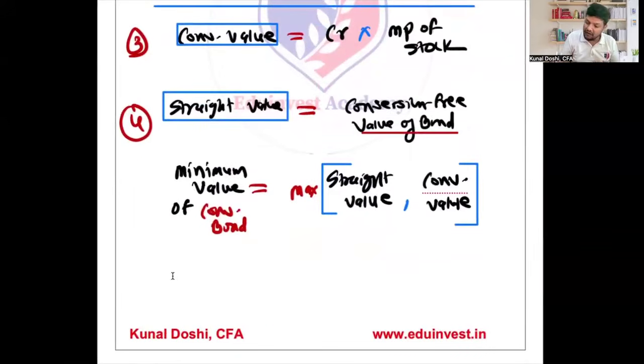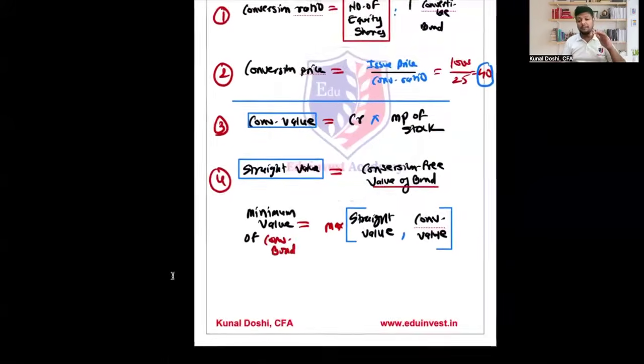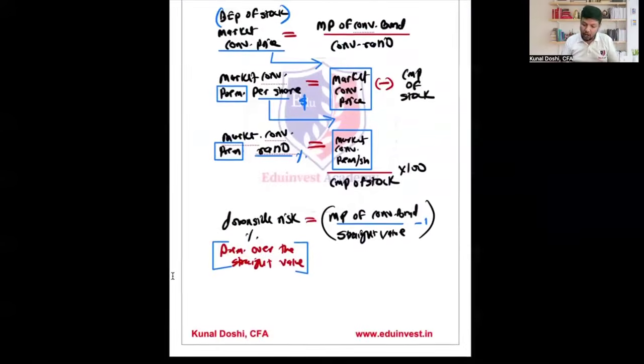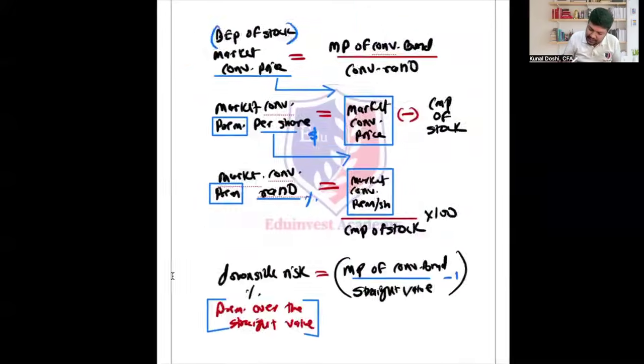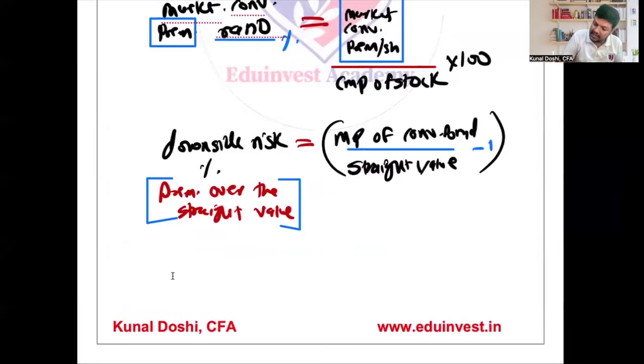So the minimum value of a convertible bond is whichever is higher of the two. Straight value is the bare minimum you will get, or conversion value. But remember, these types of bonds you actually buy at a premium. So now, along with straight value, I will discuss the downside risk in these bonds.